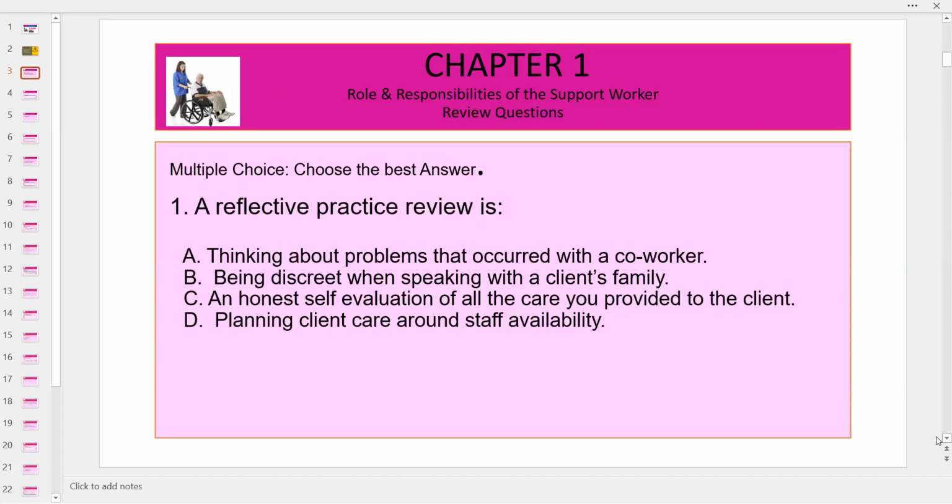Choose the best answer. A reflective practice review is A. Thinking about problems that occurred with a coworker. B. Being discreet when speaking with a client's family. C. An honest self-evaluation of all the care you've provided to the client. D. Planning client care around staff availability.